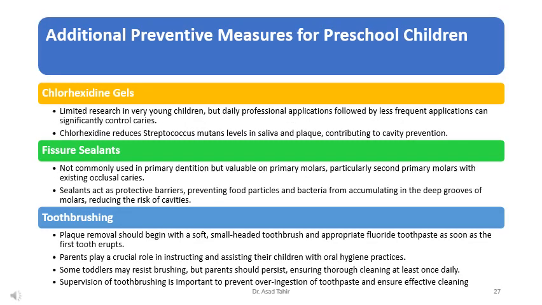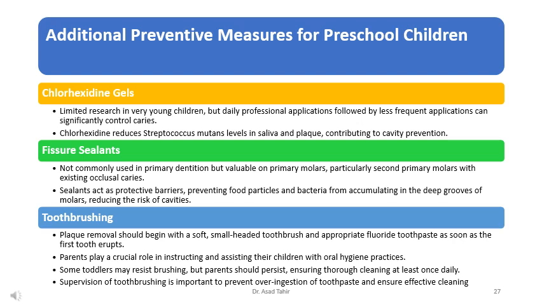Additional preventive measures for preschool children. Chlorhexidine gels. Limited research in very young children, but daily professional applications followed by less frequent applications can significantly control caries. Chlorhexidine reduces Streptococcus mutans levels in saliva and plaque, contributing to cavity prevention.